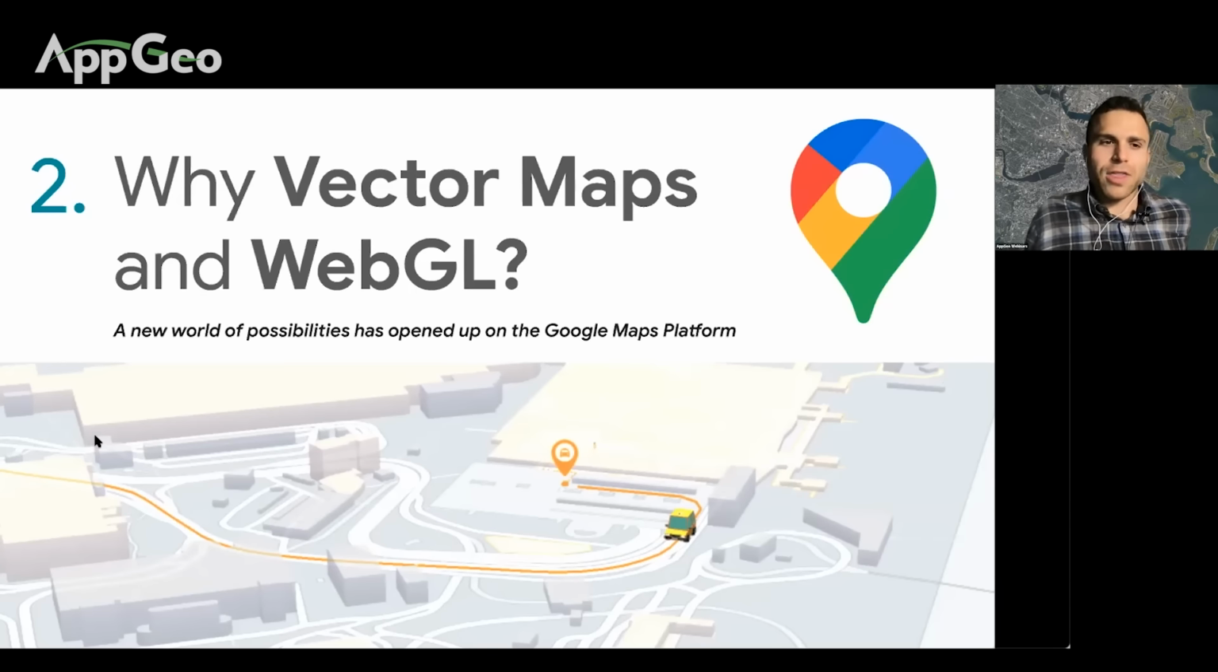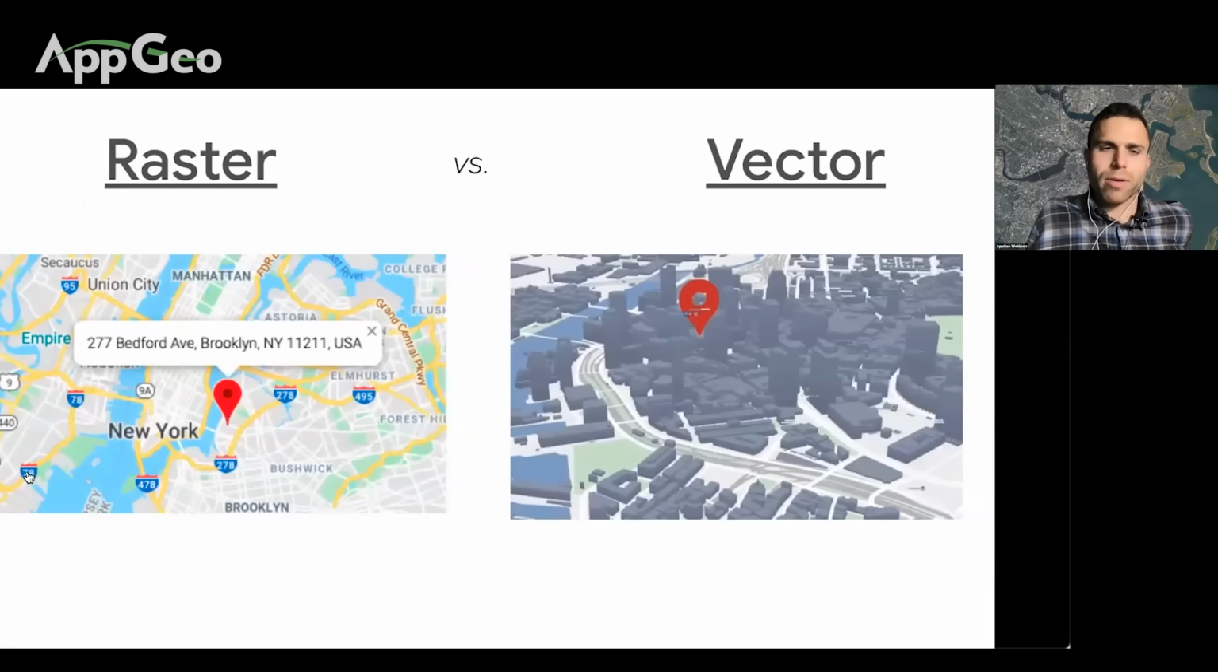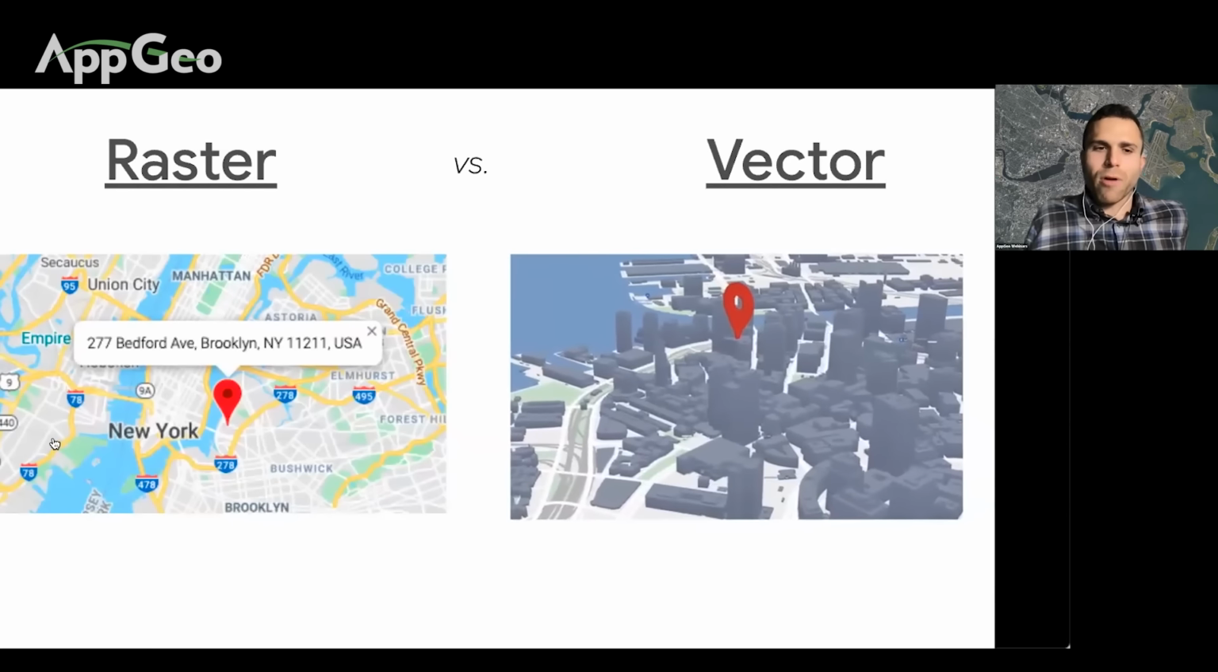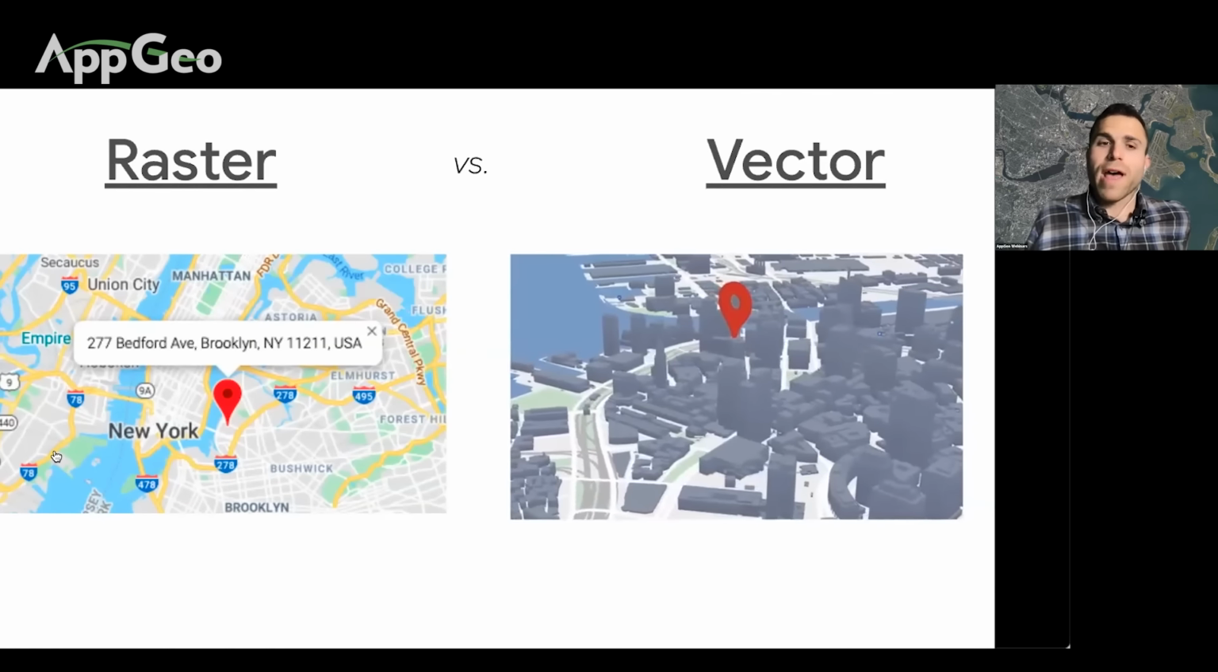So we like to think that this has opened up a whole new world of possibilities on the platform. Traditionally, our customers were faced with certain limitations when working only with what is called raster mapping. And with this new release of vector mapping, there are quite a range of possibilities that are now opened up.